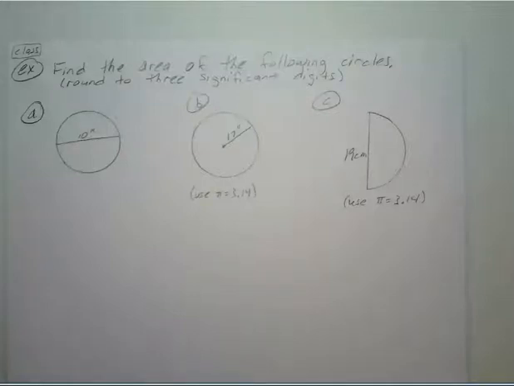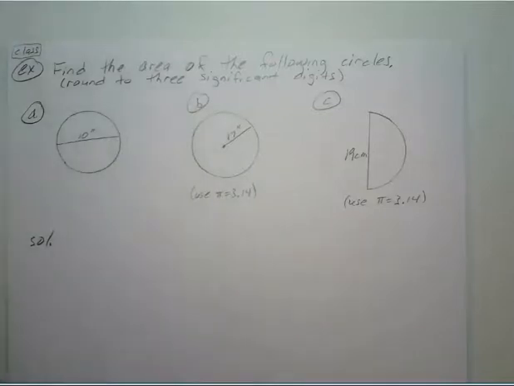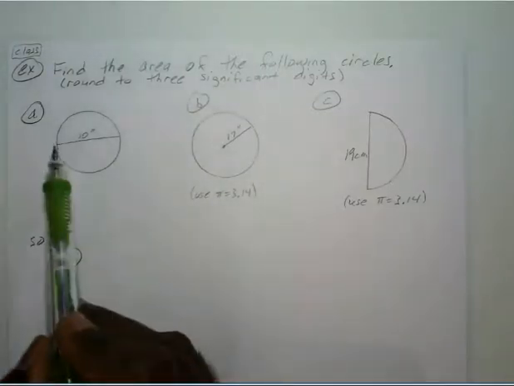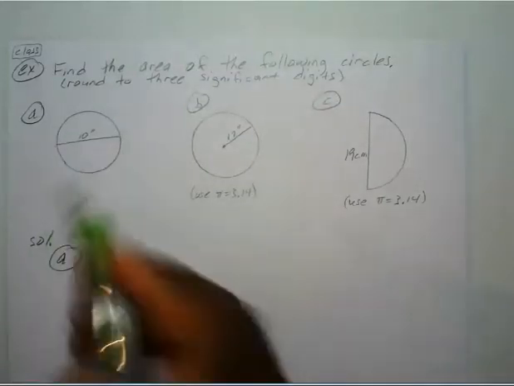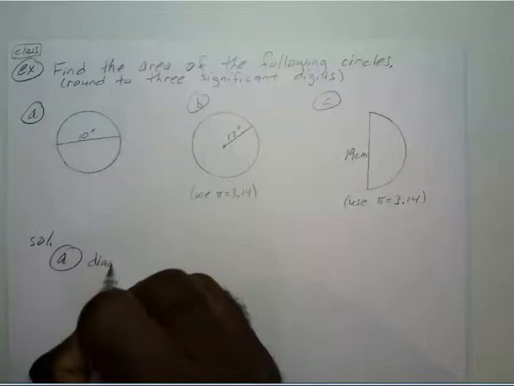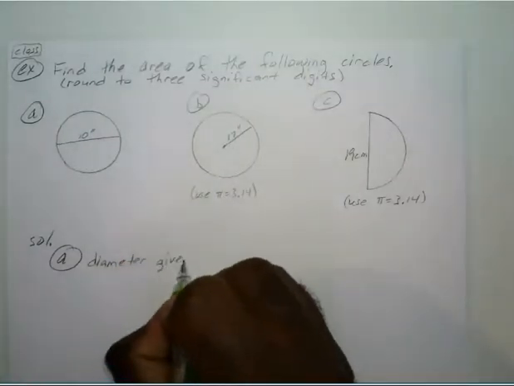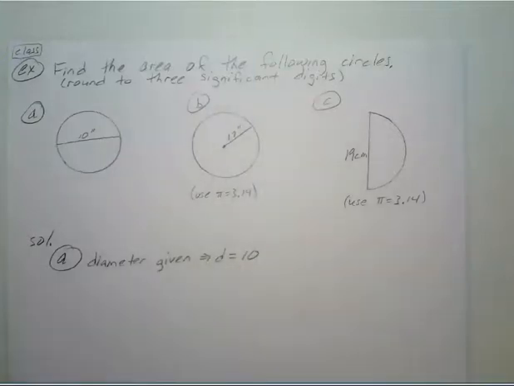All right, so I'm assuming you've pressed pause and worked this out. So let's go ahead and verify. Now for problem A, you notice that it's going from one end of the circle to the other. Remember, that's your diameter. So the diameter is given. So we know that our D is going to equal 10.